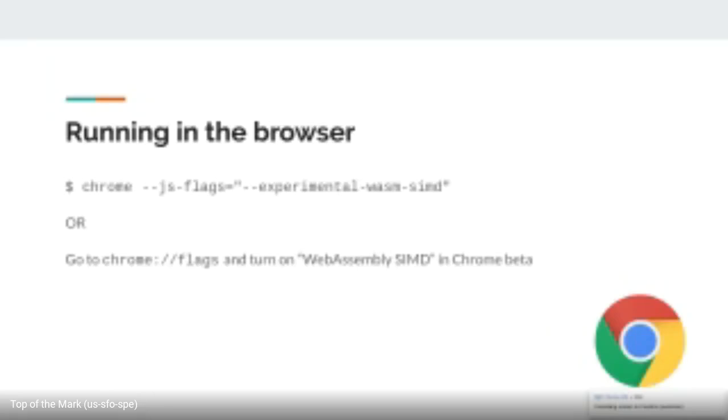Okay, so we built it. Now we need to run it. Unfortunately, this isn't quite as straightforward. It requires, for now, launching Chrome from the command line and manually passing in these JS flags to tell the engine, hey, use SIMD. Pretty soon, or right now, if you're using Chrome Beta, you can also just go to chrome://flags, and there will be a nice UI toggle to just turn on SIMD. Then you load up your Wasm just like normal, and boom, SIMDized.